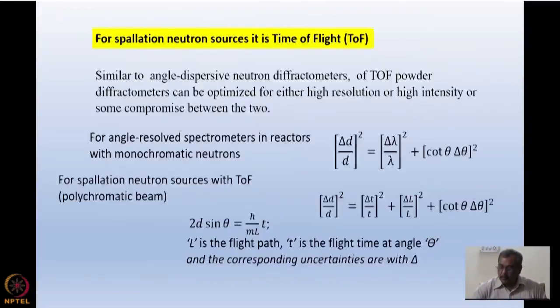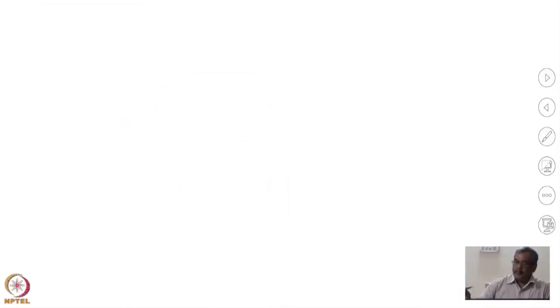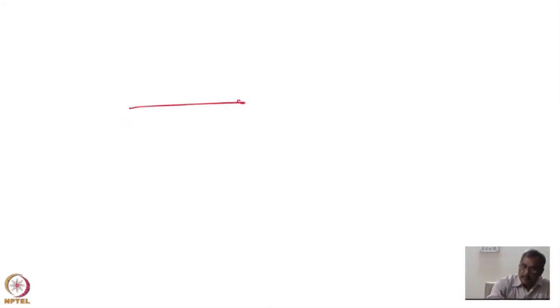And then let us go to how it will be in a spallation neutron source. In a spallation neutron source, we have a polychromatic beam and we measure the time of flight. How do we measure time of flight? Primarily, there is a proton beam which comes and hits a target, which can be uranium or a high Z material like tantalum. Now when it hits the target, we start the clock. It's like starting a stopwatch.